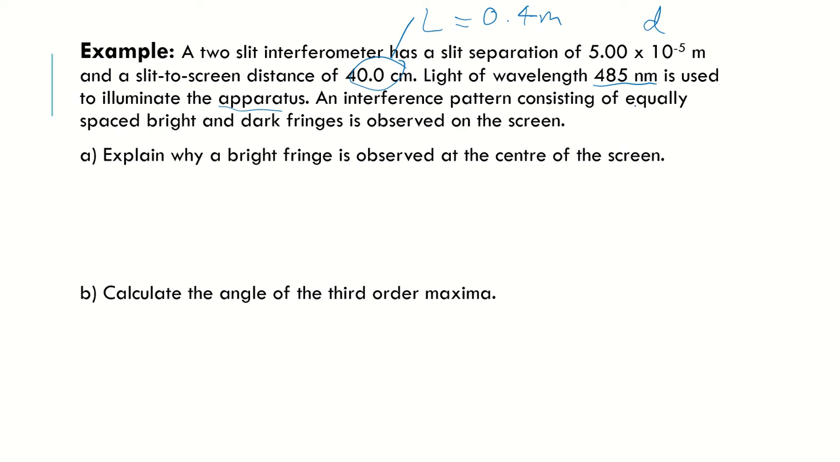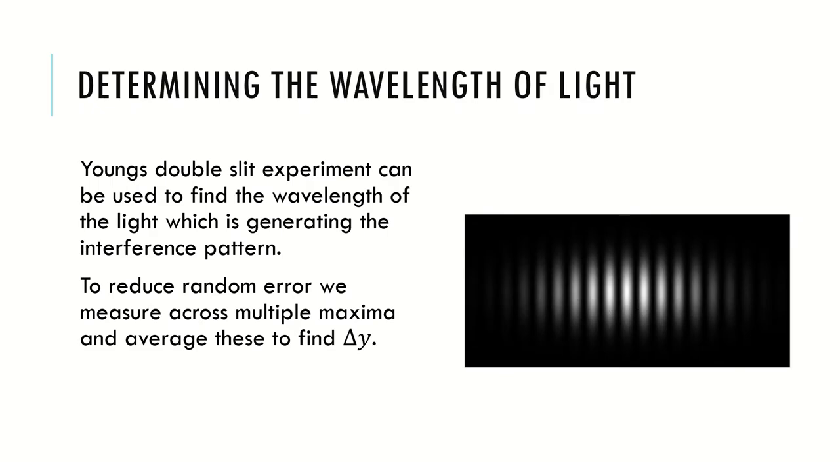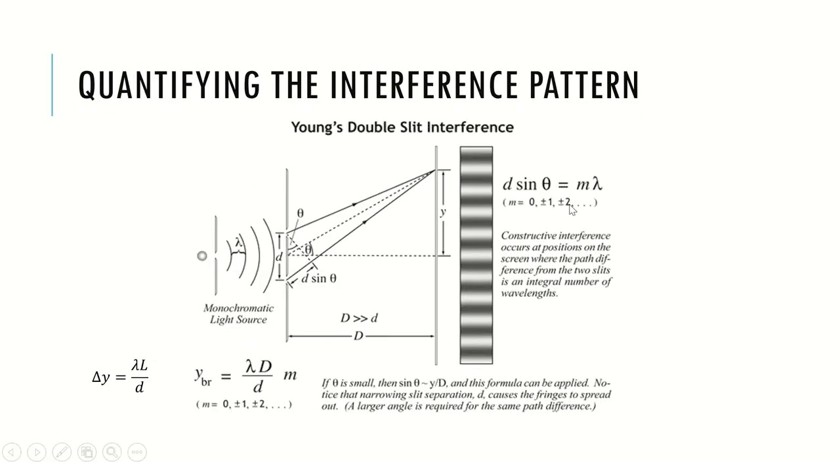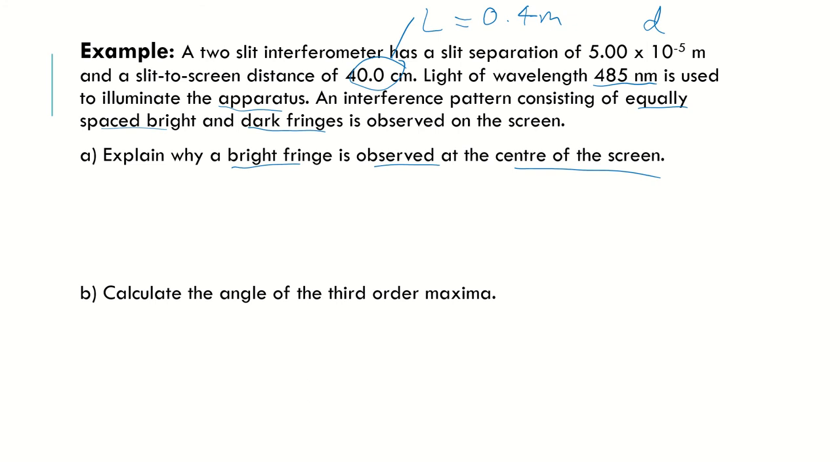An interference pattern consisting of equally spaced bright and dark fringes is observed on the screen, as expected. Explain why a bright fringe is observed at the center of the screen. Well, why do we have constructive interference at the center of the screen? Well, the light travels an equal distance and it undergoes constructive interference because the path difference is 0. And the waves arrive in phase and constructively interfere.